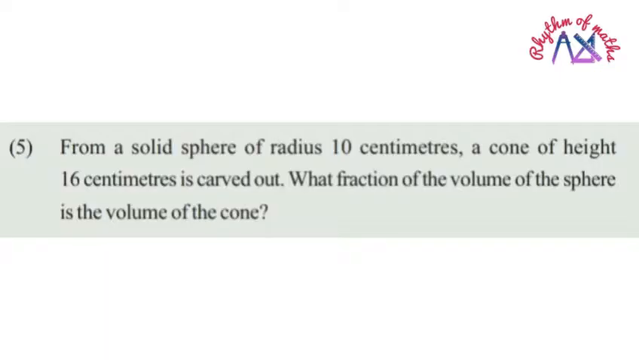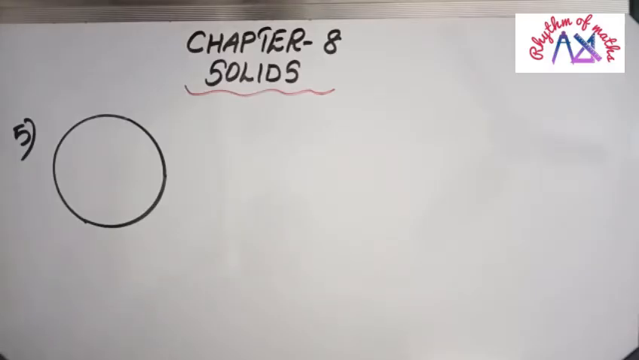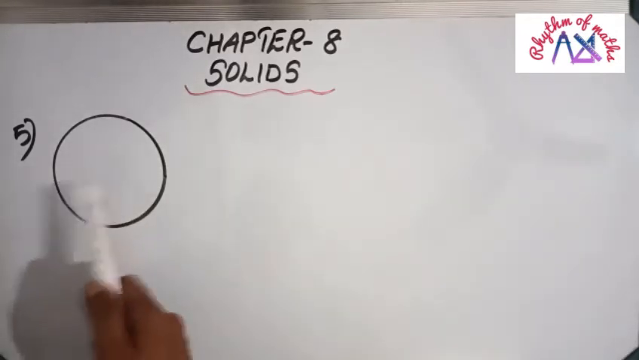Okay. Next, question number 5. From a solid sphere of radius 10 cm, a cone of height 16 cm is carved out. What fraction of the volume of the sphere is the volume of the cone? Here in this question, we have a sphere with radius 10 centimeter. From this sphere, we are going to carve out a cone of maximum size.